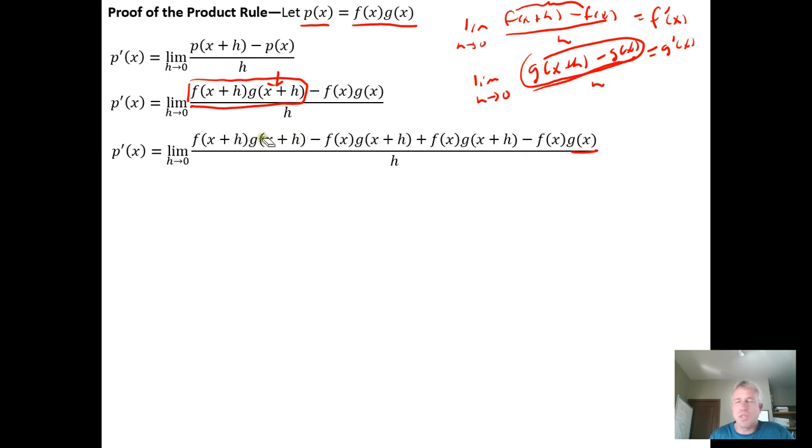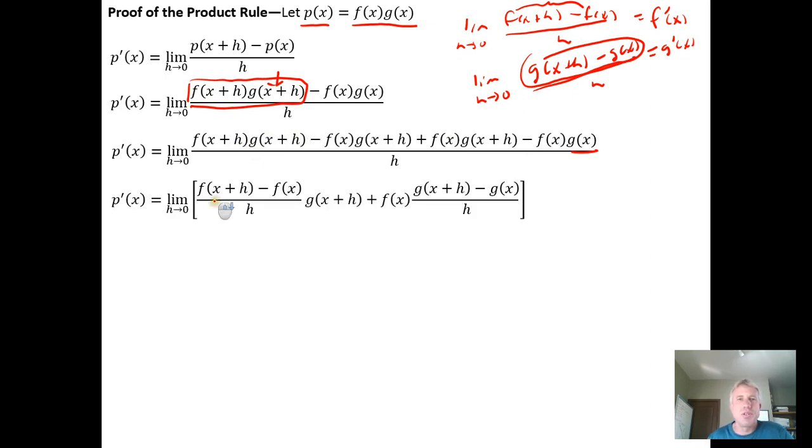So the next step is just to do the factorizations. So on the first two terms you factor off a g of x, and then on the second two terms you factor off the f of x, and then what we want to recognize is that we can break this previous statement into two separate fractions if we put both of them over h. And so that's what's happened here.